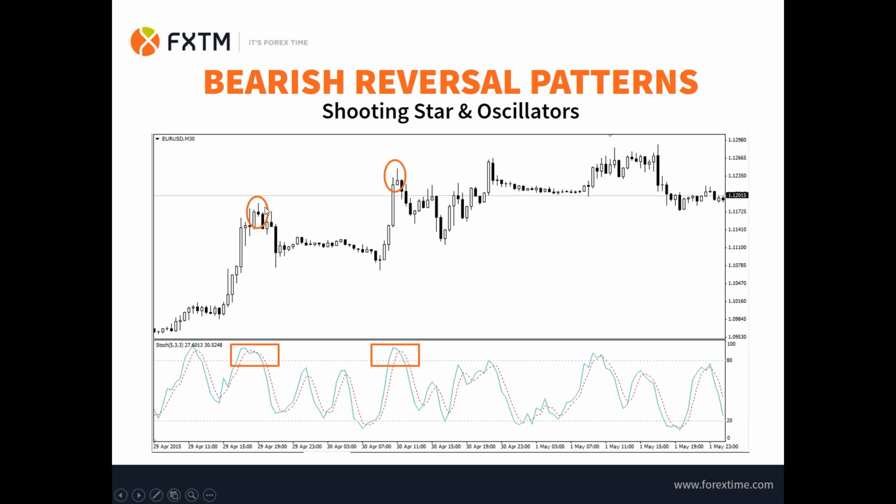You have this decline here and this decline here. And of course, remember that you sell here at the low and you place your stop loss at the top. You sell here at the low and you place your stop loss at the top.